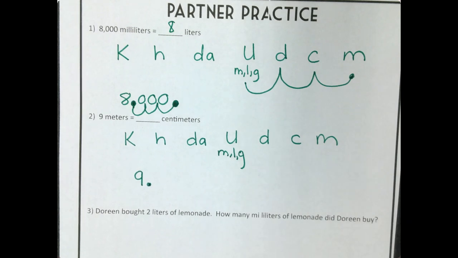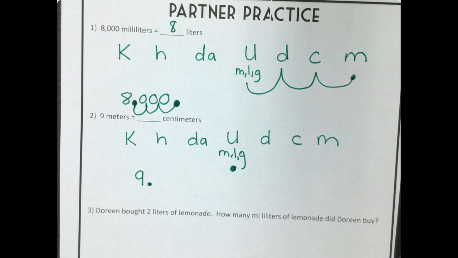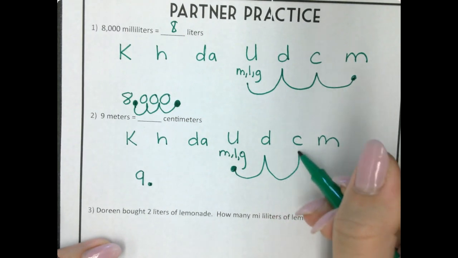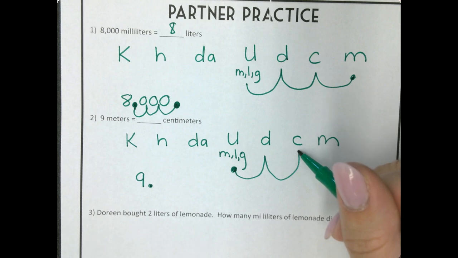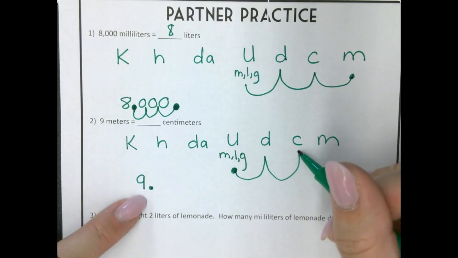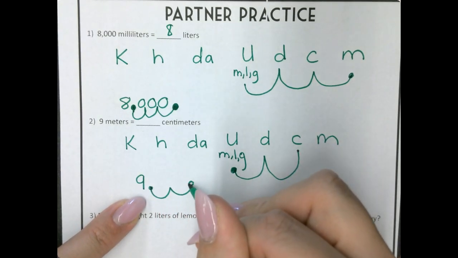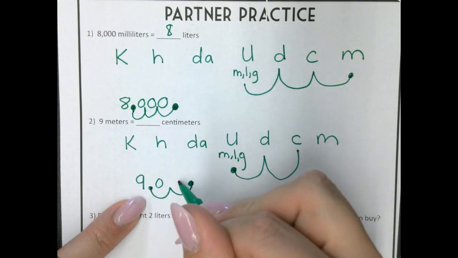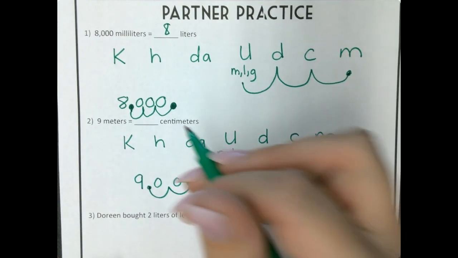So where's meters? Where am I starting at? What letter? U. And I'm going to centimeters. Centi. What letter am I going to? C. So I'm going to go 1, 2. Do you notice that I'm hopping to the letters and not in between them? Directly under the letters. So I take my decimal and I hop 1, 2. Here's my new decimal. What do I fill in those blanks with? 0. So 9 meters is how many centimeters? 900.